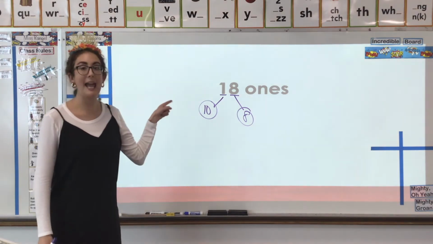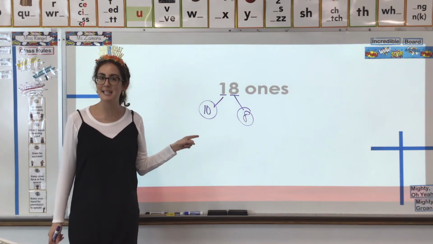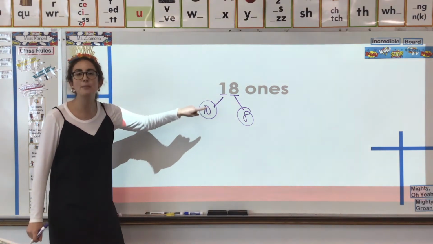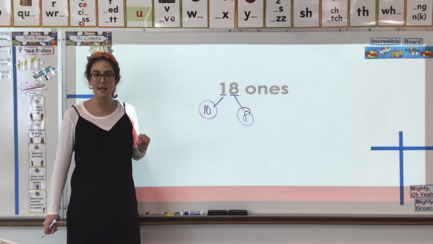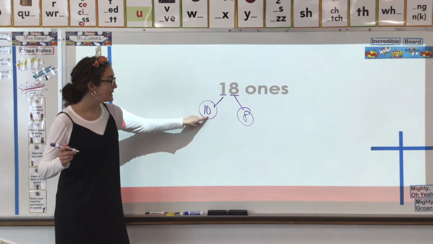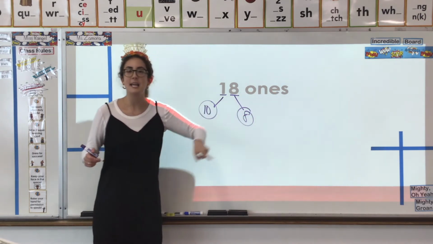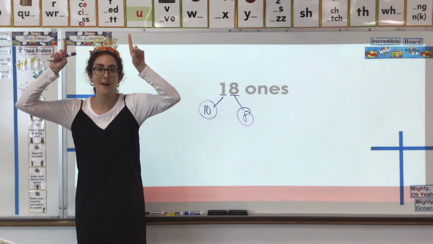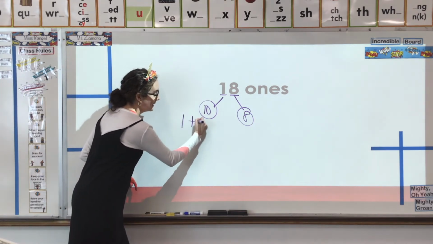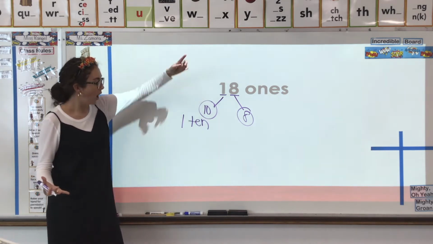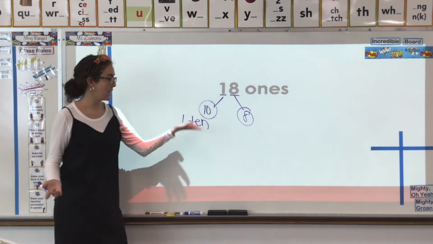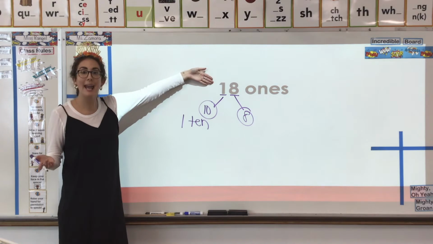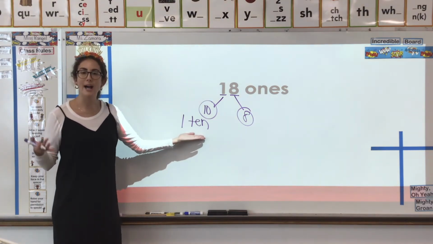Do you see a group of 10 in 18? We do. There is a group of 10 ones within 18. So what do you know? 10 ones equals 1 ten. Our 10 of a smaller unit equals 1 of a bigger unit. So we know that within 18, there's 1 ten.